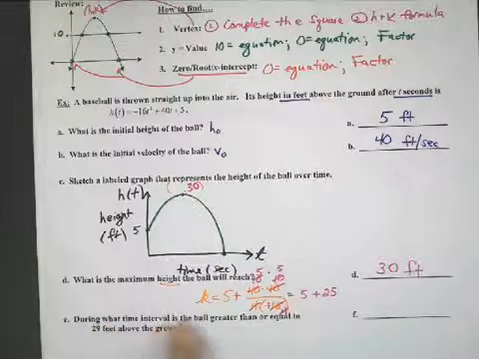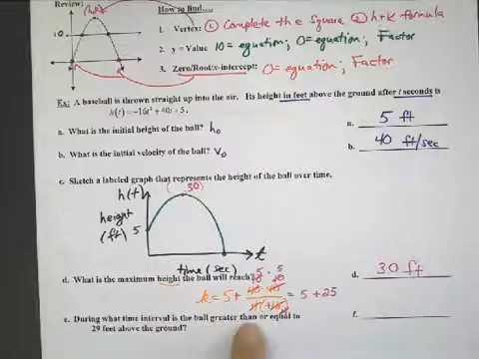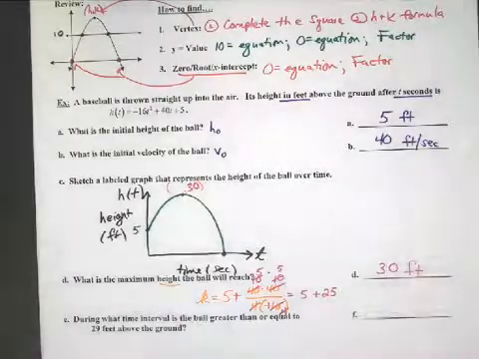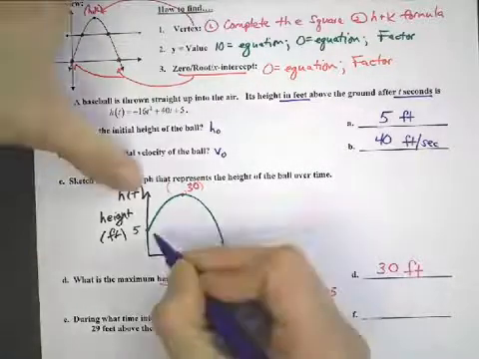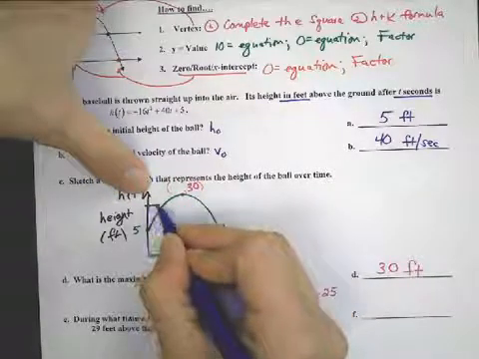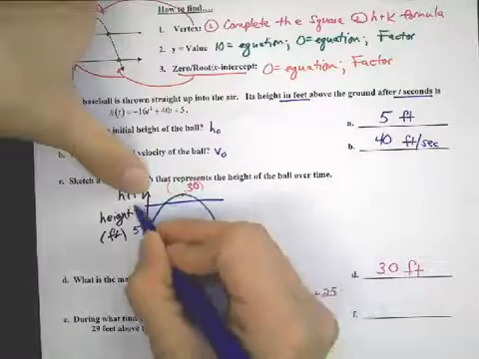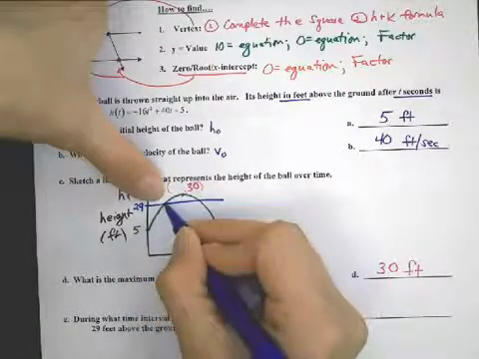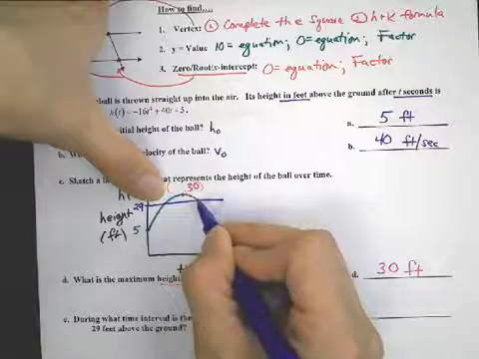During what time interval is the ball greater than or equal to 29? It's definitely equal to 29. If I look at this graph, it starts at 5, goes all the way to 30. So 29 is down here somewhere, just below 30. So it looks like it hits 29 on the way up and then on the way down.